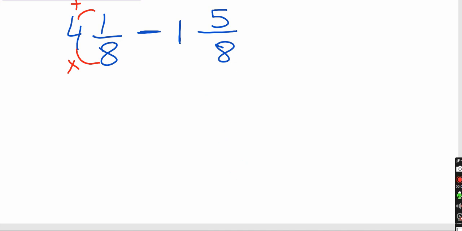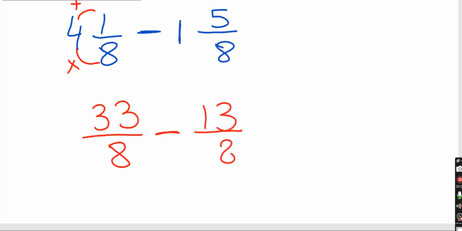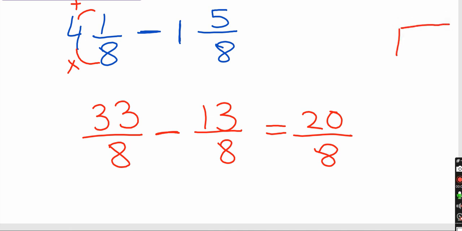So 8 4 times is 32. 32 plus 1 is 33. 33 by 8 minus 8 1 times is 8, 8 plus 5 is 13, so 13 by 8. So 33 minus 13 is 20 by 8. Here again the numerator is bigger. What will we do?